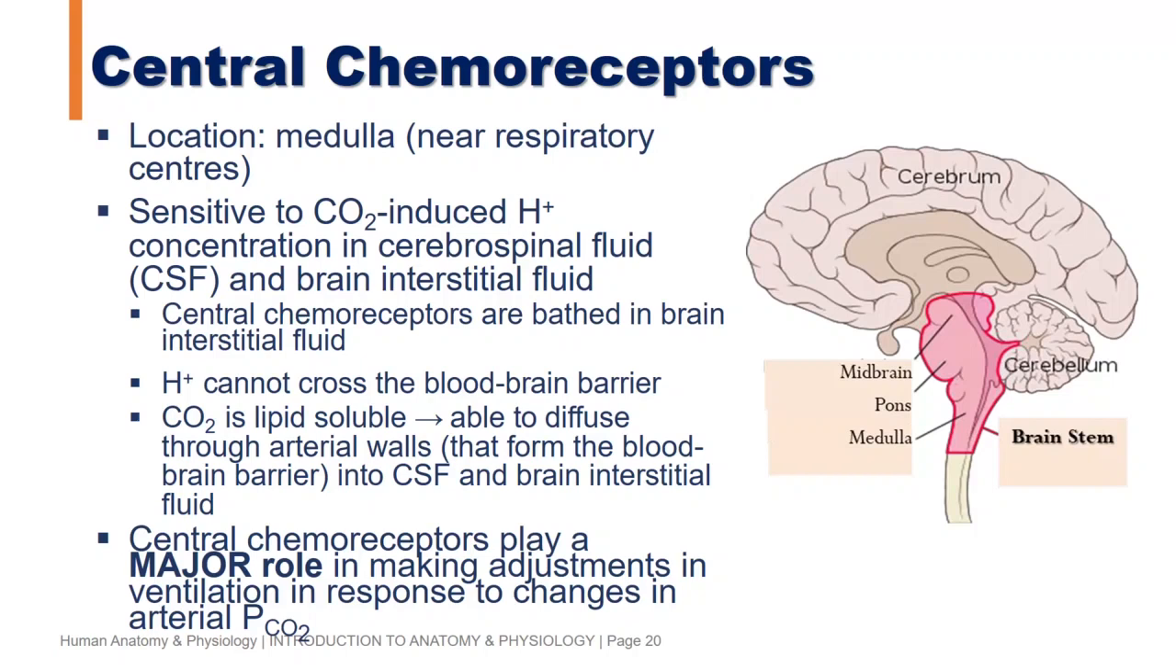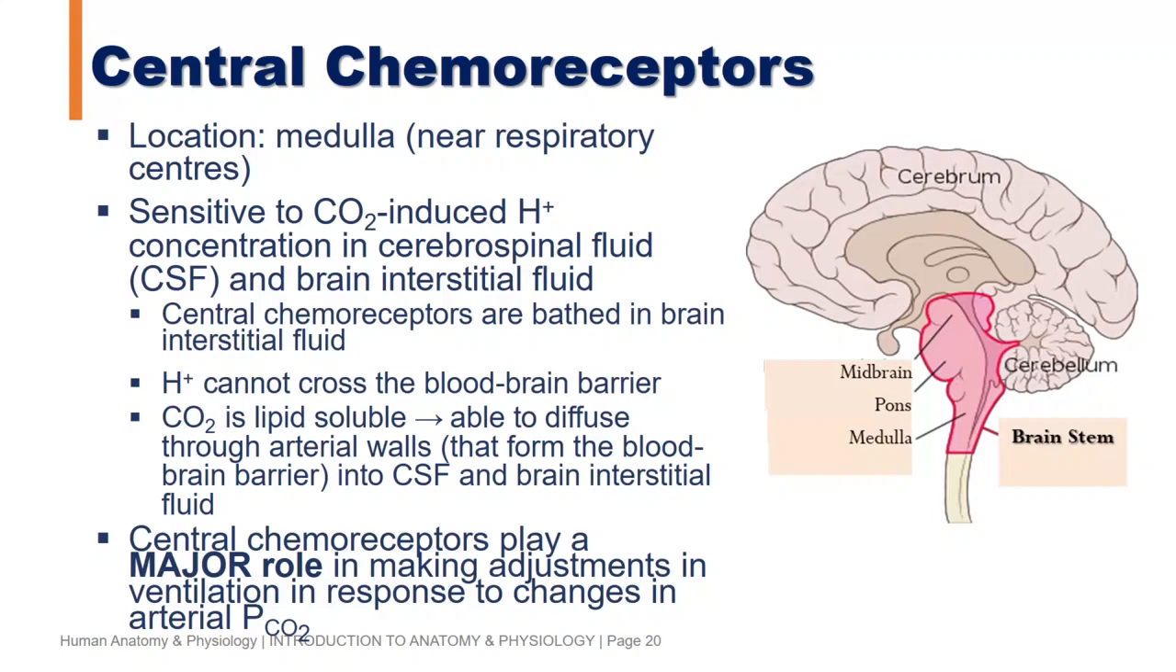Hydrogen ions cannot cross the blood-brain barrier. Carbon dioxide is lipid-soluble and is able to diffuse through arterial walls that form the blood-brain barrier into the CSF and brain interstitial fluid. Central chemoreceptors play a major role in making adjustments in ventilation in response to changes in arterial partial carbon dioxide.